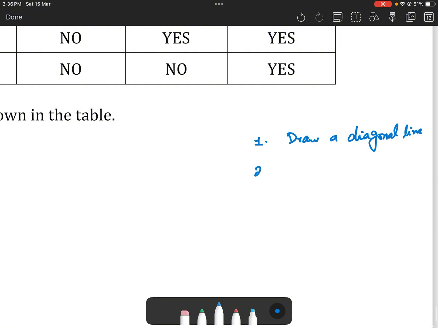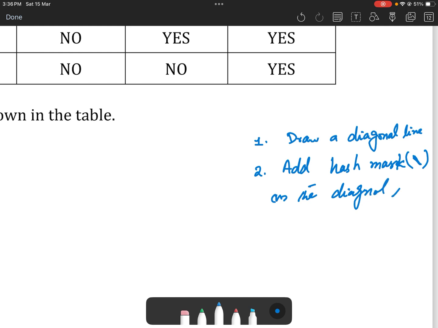Rule number two, add hash mark, which will be like this. Add hash mark on the diagonal line for each character.